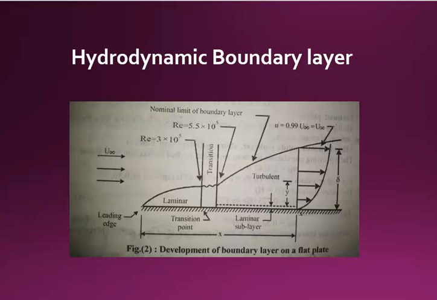Here, for the laminar flow, the limit has to be taken as 3 × 10^5, and for the turbulent flow starting, that has been taken as 5.5 × 10^5. Then we have a laminar sublayer available just above the flat plate.